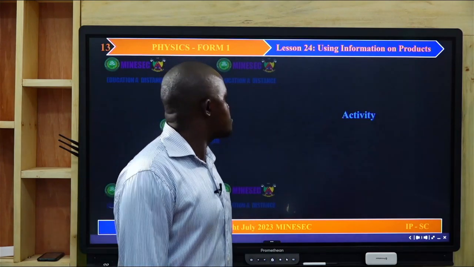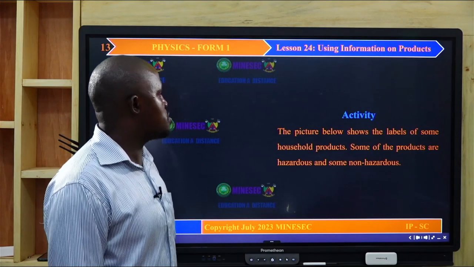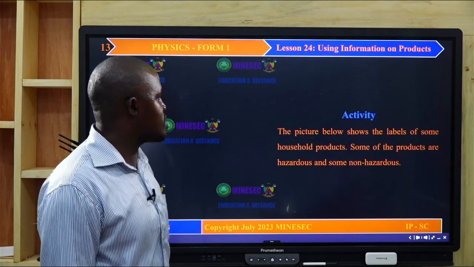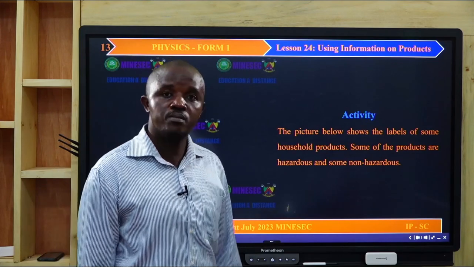So for the activities, the picture below shows the labels of some household products. Some of the products are hazardous and some non-hazardous.